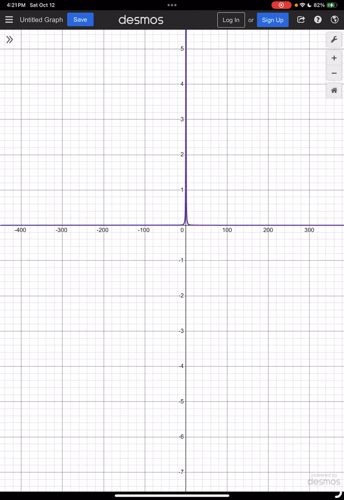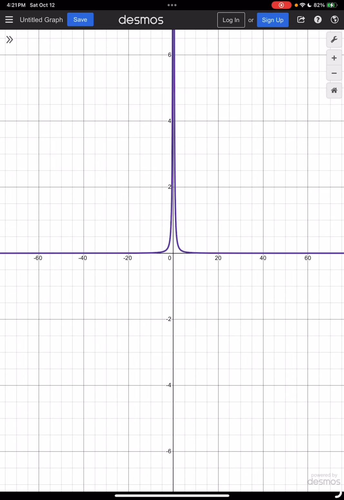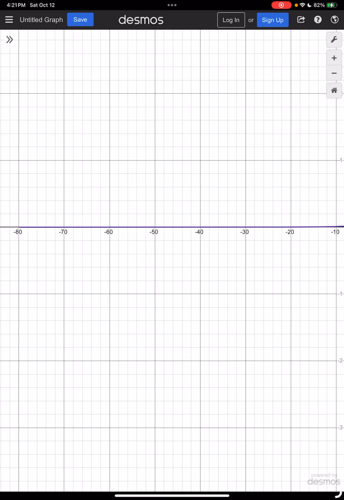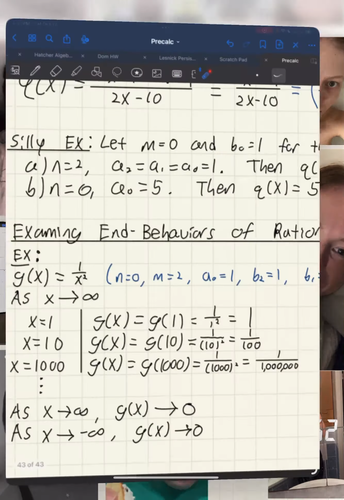If you were to zoom in really far, there we go. If you were to zoom in really far, you would see that it gets closer and closer to 0, but it's never actually going to hit 0. It's just getting closer and closer as x gets larger and larger, or as x gets more and more negative.